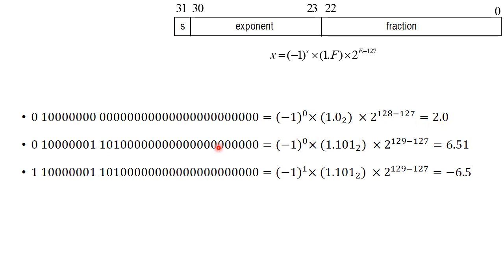Similarly, there are two more examples. One is representing a positive fractional value and one more is representing a negative value, and this negativeness can be identified from this one particular bit.